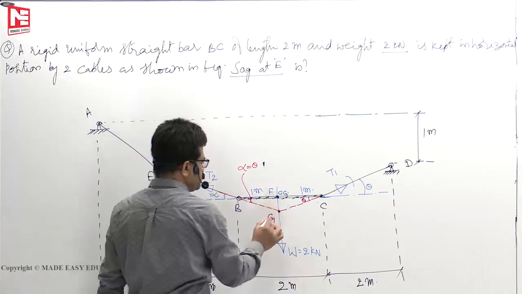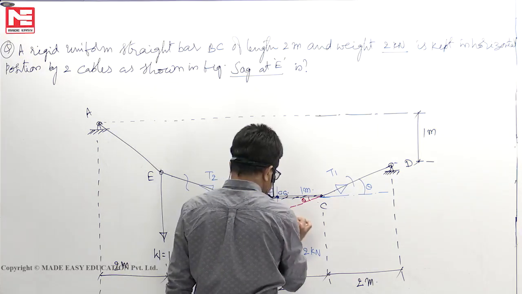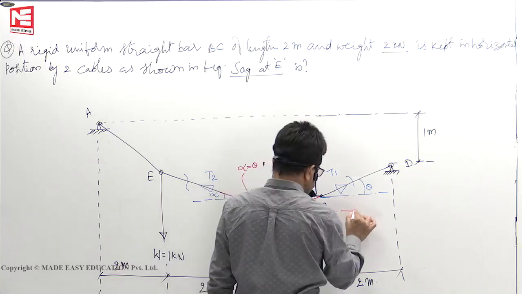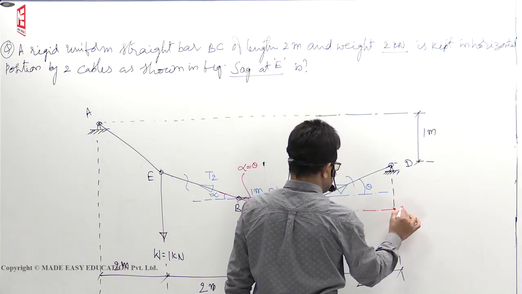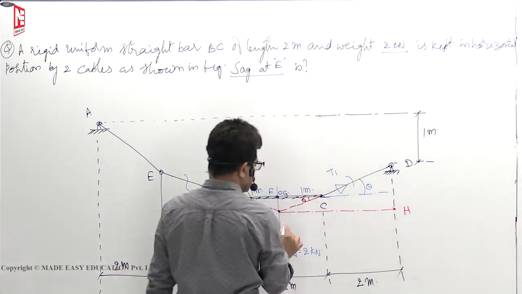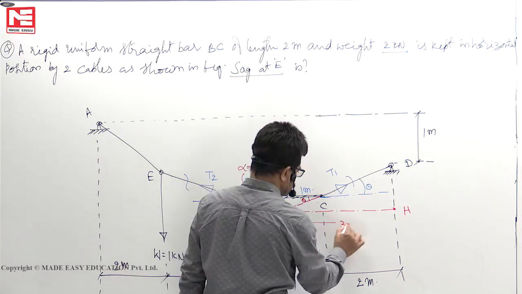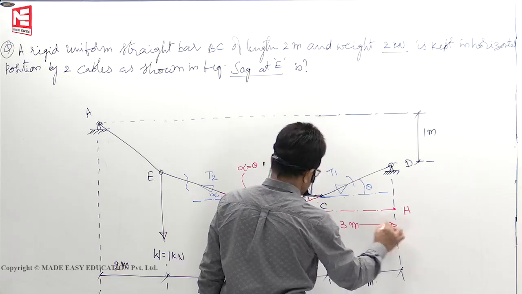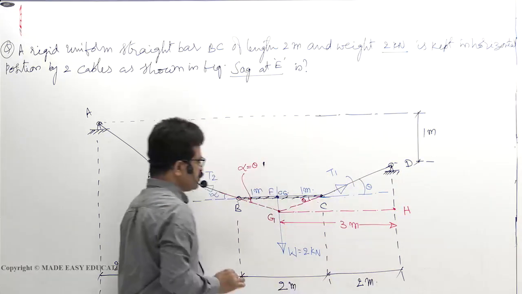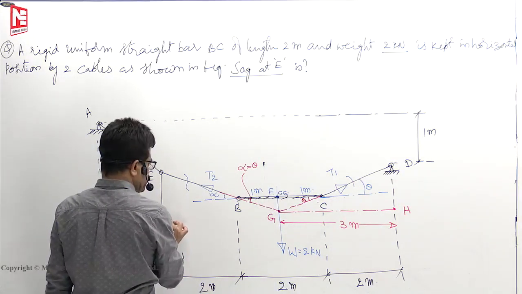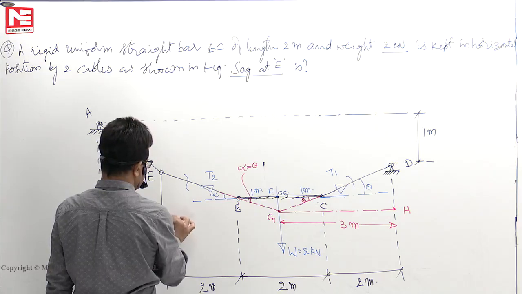Okay. So now, if I extend this line, it will cut here at G. This point, say H, we will take it. What's the length here? 2 plus 1, 3 meters. So now GHD will form one triangle. Now in the same way I will extend it here.